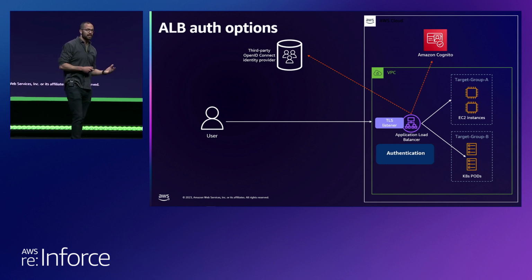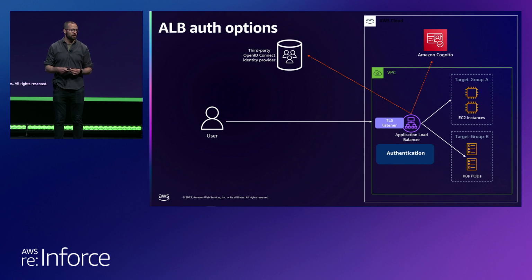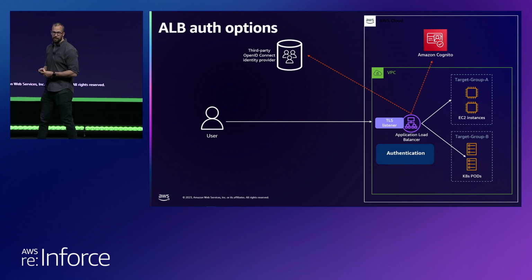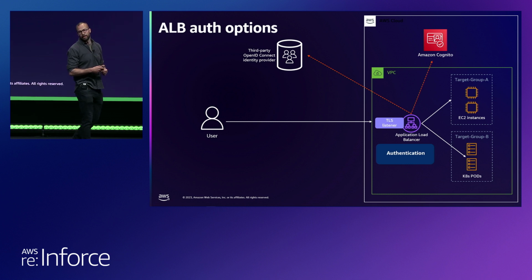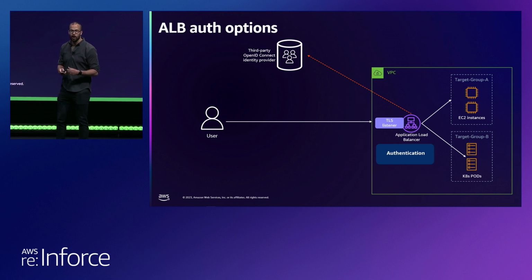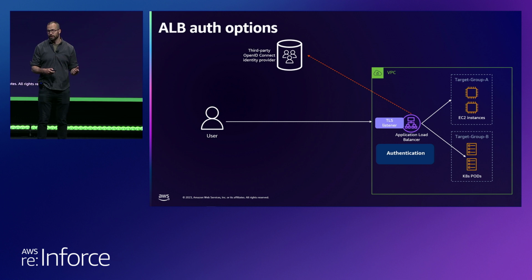Now, say we want to add authentication to our load balancer. We have two options. We have native integration with Amazon Cognito, which is an AWS managed service for authentication that also allows you to integrate with social identities, so Facebook, Amazon, Google. And the other option is integrating with third-party OpenID Connect providers. And that's the option we're going to focus on today because it's a little bit more complex than integrating with Cognito.